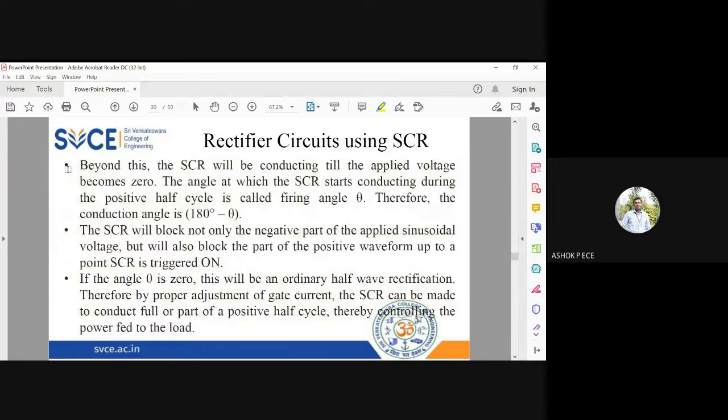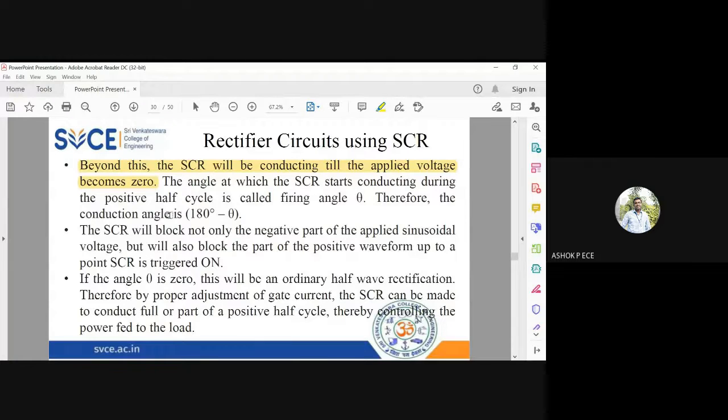Beyond this, the SCR will be conducting till the applied voltage becomes zero. You know that once the SCR is turned on, whatever input you give to the device is immaterial, and unless the input goes zero or negative, the SCR will not be turned off. So the SCR will be conducting until the voltage becomes zero.